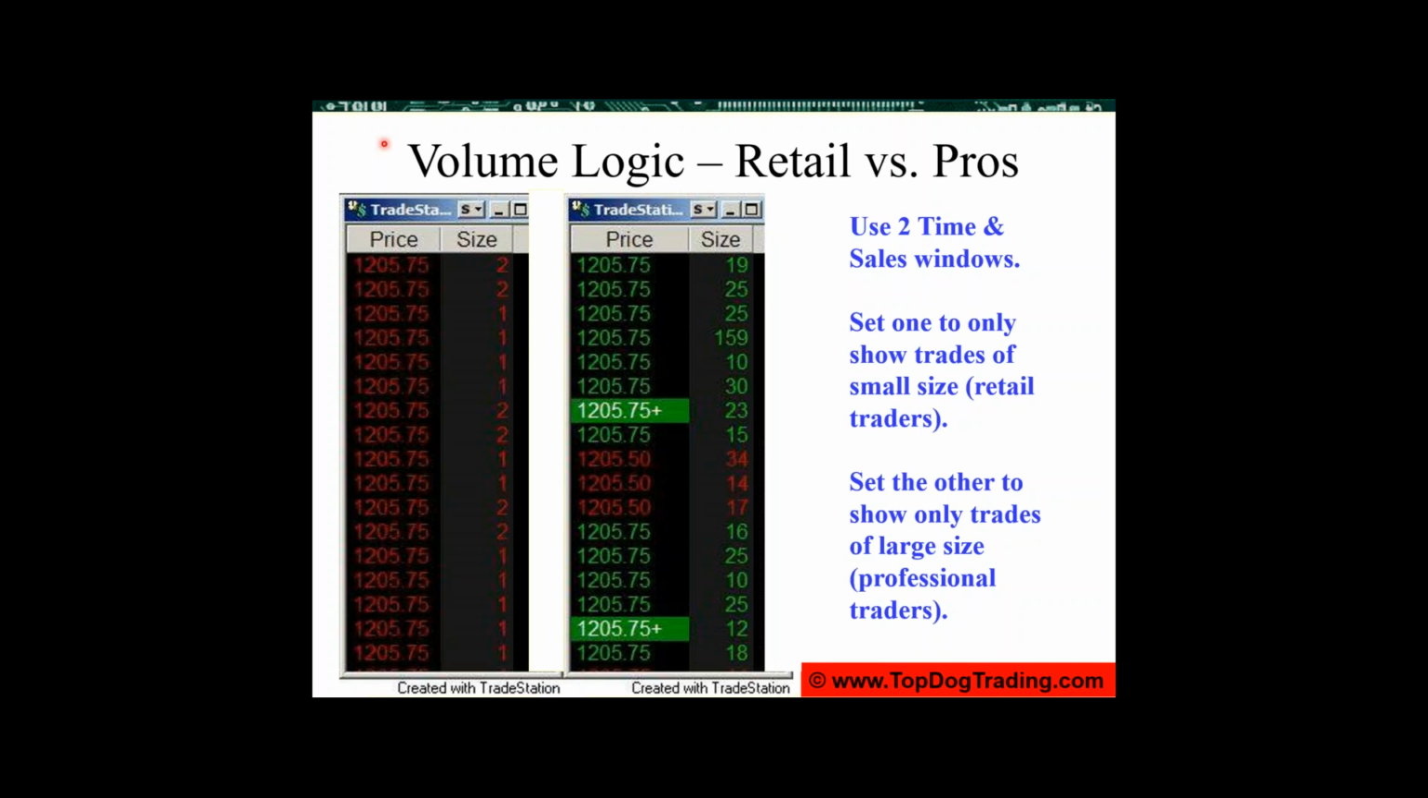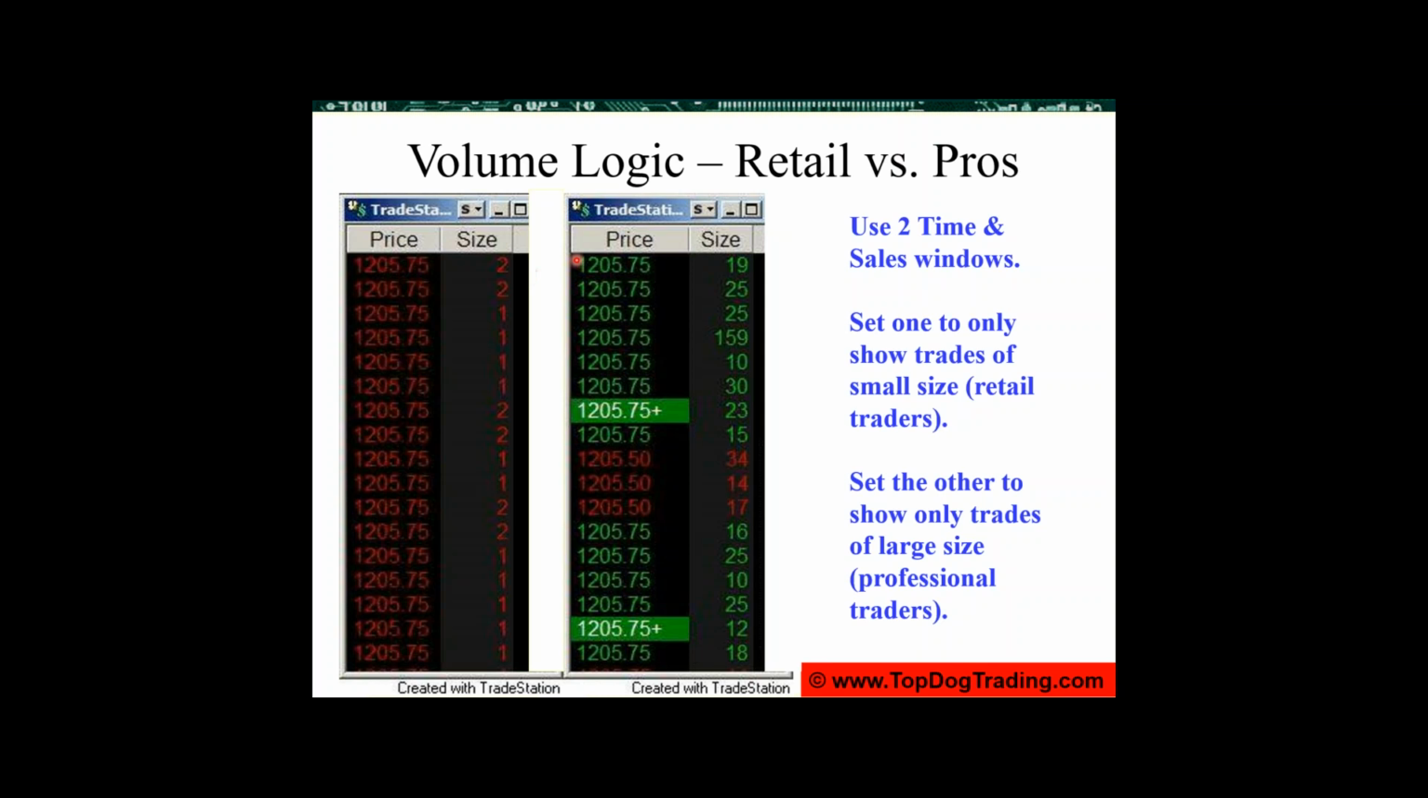Yeah, this is advanced. So, volume logic, retail versus pros. Here's what I do. I bring up two time and sales windows. In one, I filter it so that the size is 2 contracts or less. That's where I see the retail volume. Then the other one, this time I did 10 or more. You could do what you want there. It depends on what market, and what would be considered big orders for that market. So this one I set for 10 contracts or more. So now I have one showing only small size and one showing only large size.